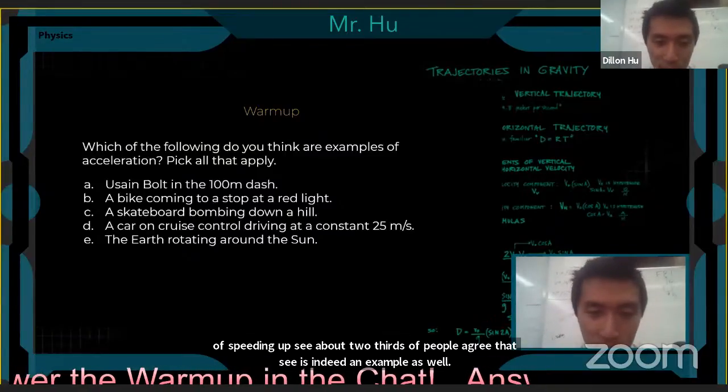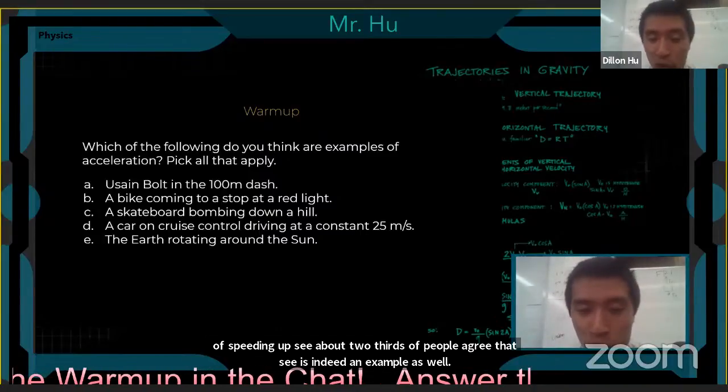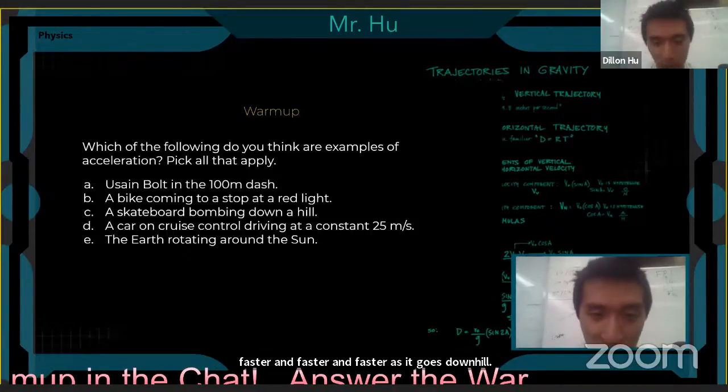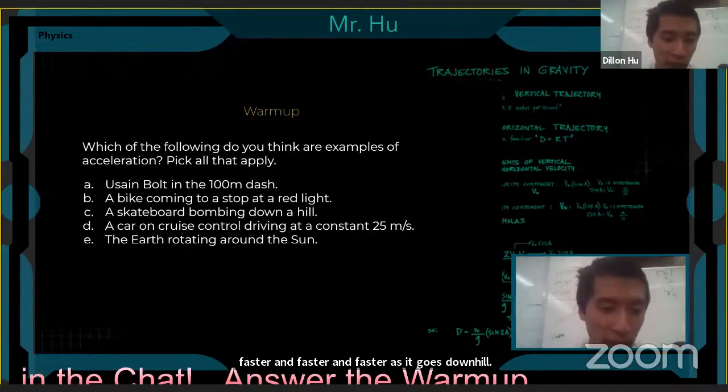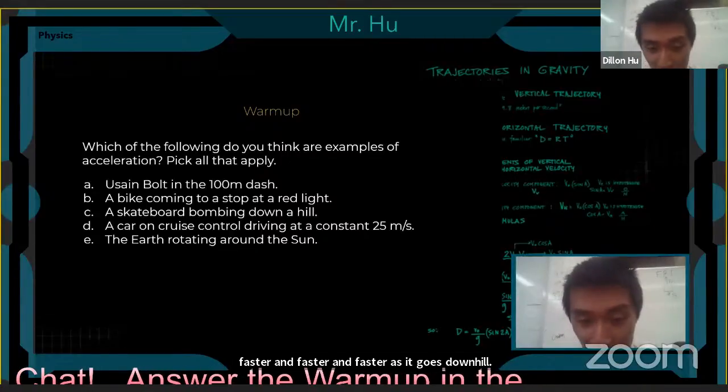It's not going faster. It's not slowing down. There's no change in its speed. There's no change in its velocity. Therefore, the car on cruise control is not accelerating. Last but not least, the Earth rotating around the sun. This is an example of acceleration.